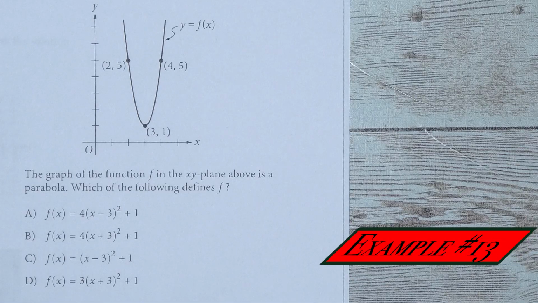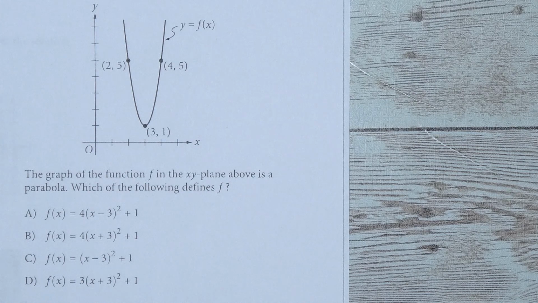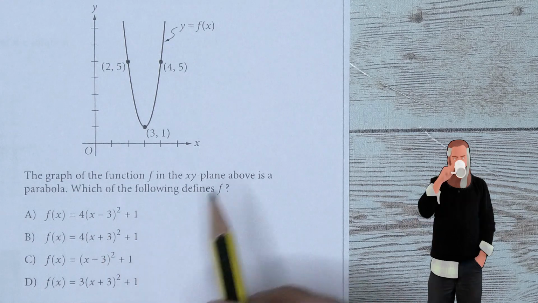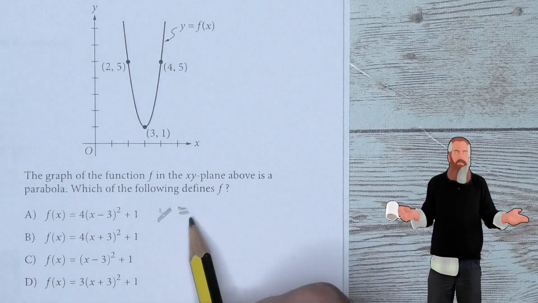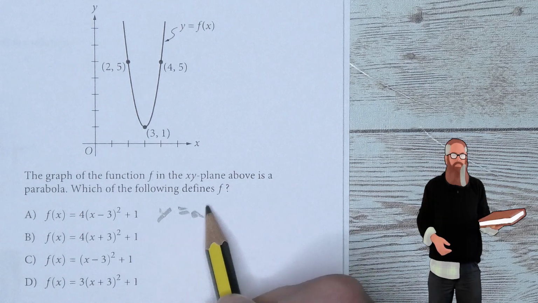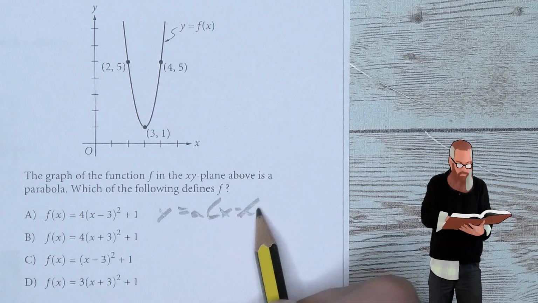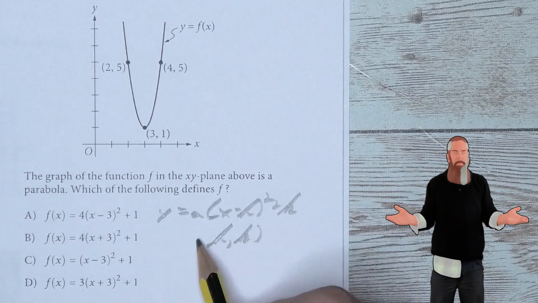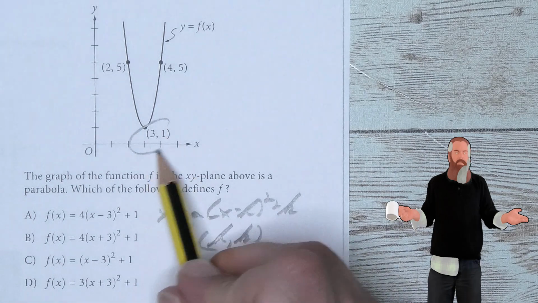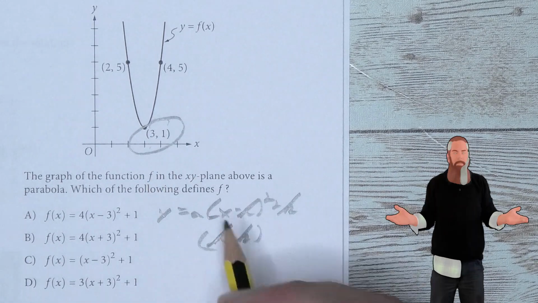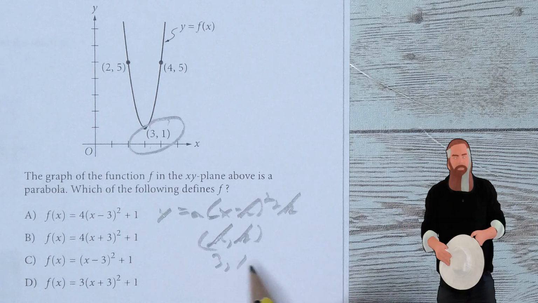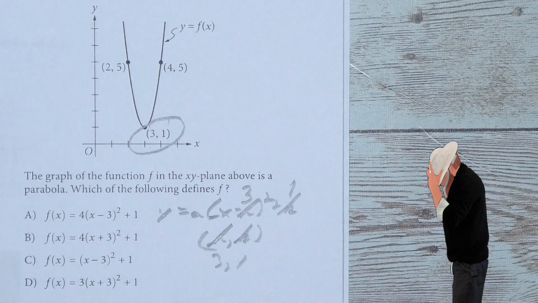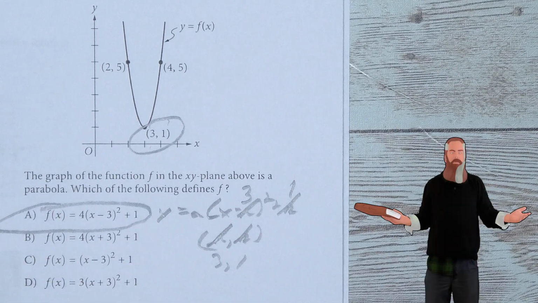The graph of the function f in the xy plane above is a parabola. Which of the following defines f? So all of these are written in vertex form, which means they're written as y is equal to a times x minus h squared plus k. And this is where h and k are the vertex. Now h and k are shown right there, so we get a 3, 1. All we would have to do is put these numbers in as a 3 and a 1. That right there is going to go ahead and give us A is the answer.